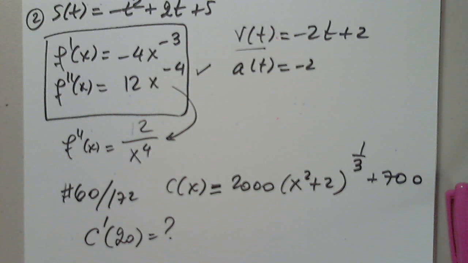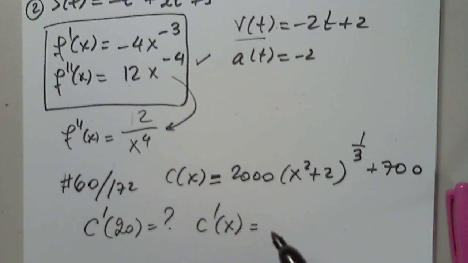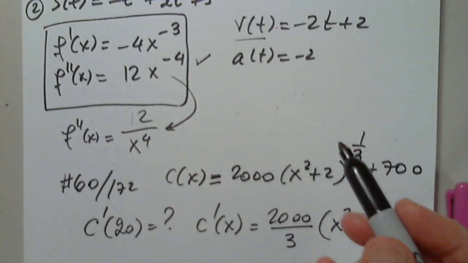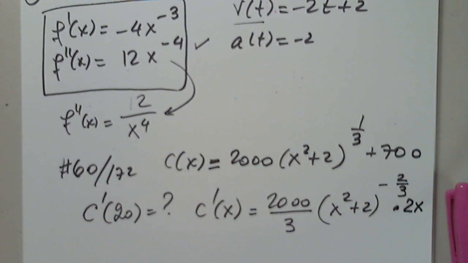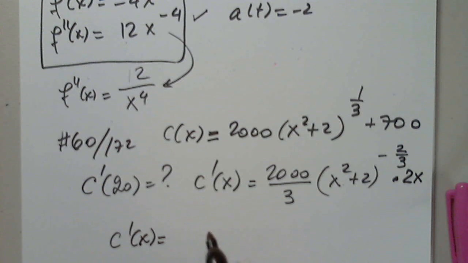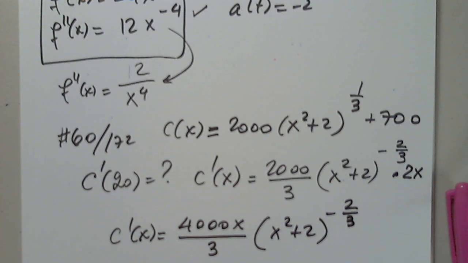But I cannot find C prime of 20 before I find C prime of x. And the rule says, bring down 1/3, 2,000 divided by 3, subtract 1 from the power, 1/3 minus 1, negative 2/3, times the inner function prime. And the inner function's prime is 2x. So in short, 4,000x over 3, times x squared plus 2 to the negative 2/3. Are these steps clear? Is there any question here before we plug it in? Because now we have to plug in 20.